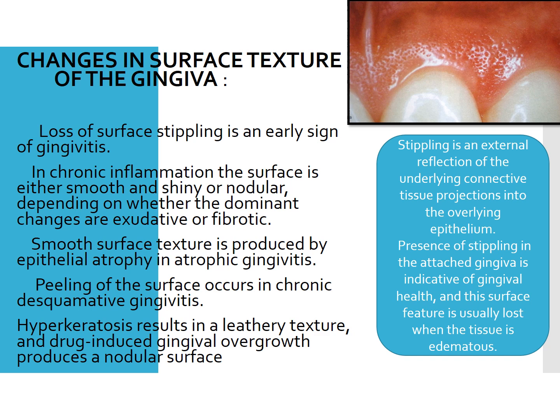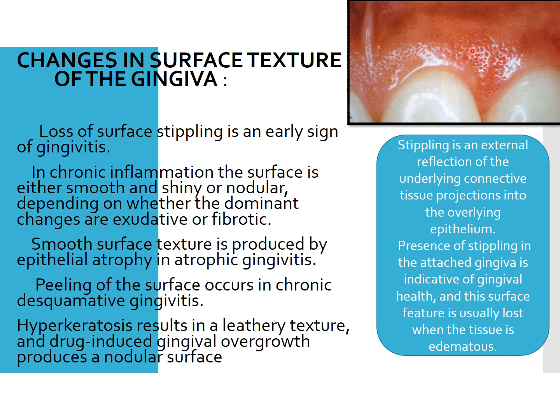So next, coming to the surface texture of gingiva. In the normal feature, stippling will be present. For that you have to dry the gingiva. You can see this orange peel appearance of the gingiva. It is called stippling. So actually, what is this stippling? It looks like an orange peel, but what is it actually?